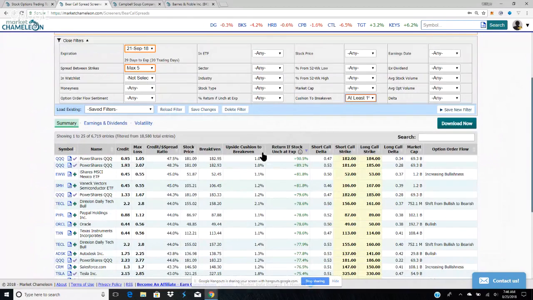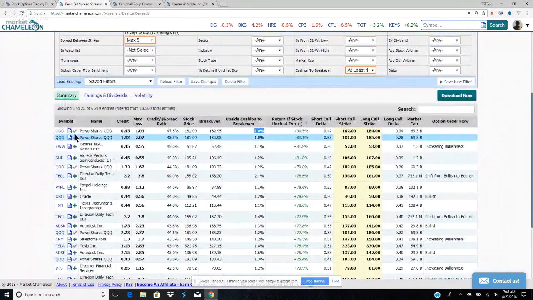All right, so this means the stock has a cushion of 1% to break even. So, I mean, what jumps out at me right away is QQQ.